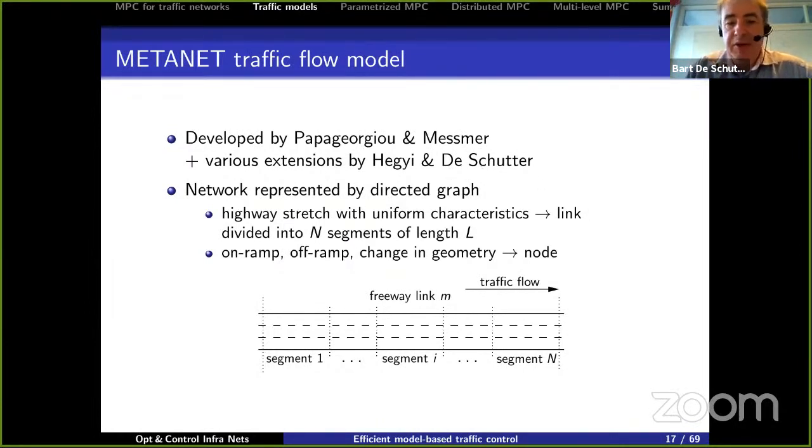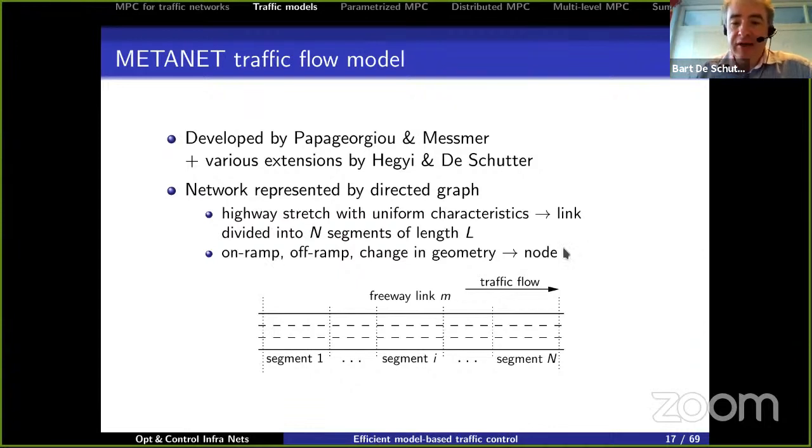And the idea is that we represent a network by a graph. So every highway is divided in stretches, and the idea is that every stretch has uniform characteristics. That means that if we have a change in the dynamics or in the characteristics of the highway, for example, if there are additional lanes or if we have an on-ramp or an off-ramp, we start with a new link. And then the changes in geometry correspond to nodes of the graph.